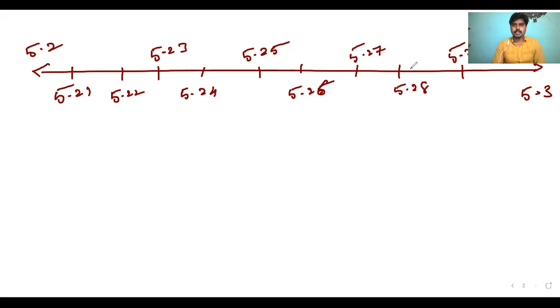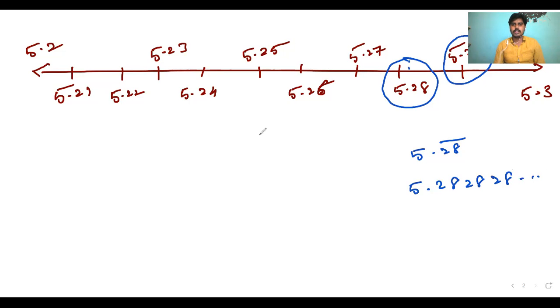Yeah, here it is, right? 5.28 bar, here it is. It lies between 5.28 and 5.29, isn't it? Clear? Any doubt? So 5.28 bar we can write as 5.282828, and so on. But he asked up to 3 decimal places, which is nothing but 5.282 that we have to find. Up to it is enough.